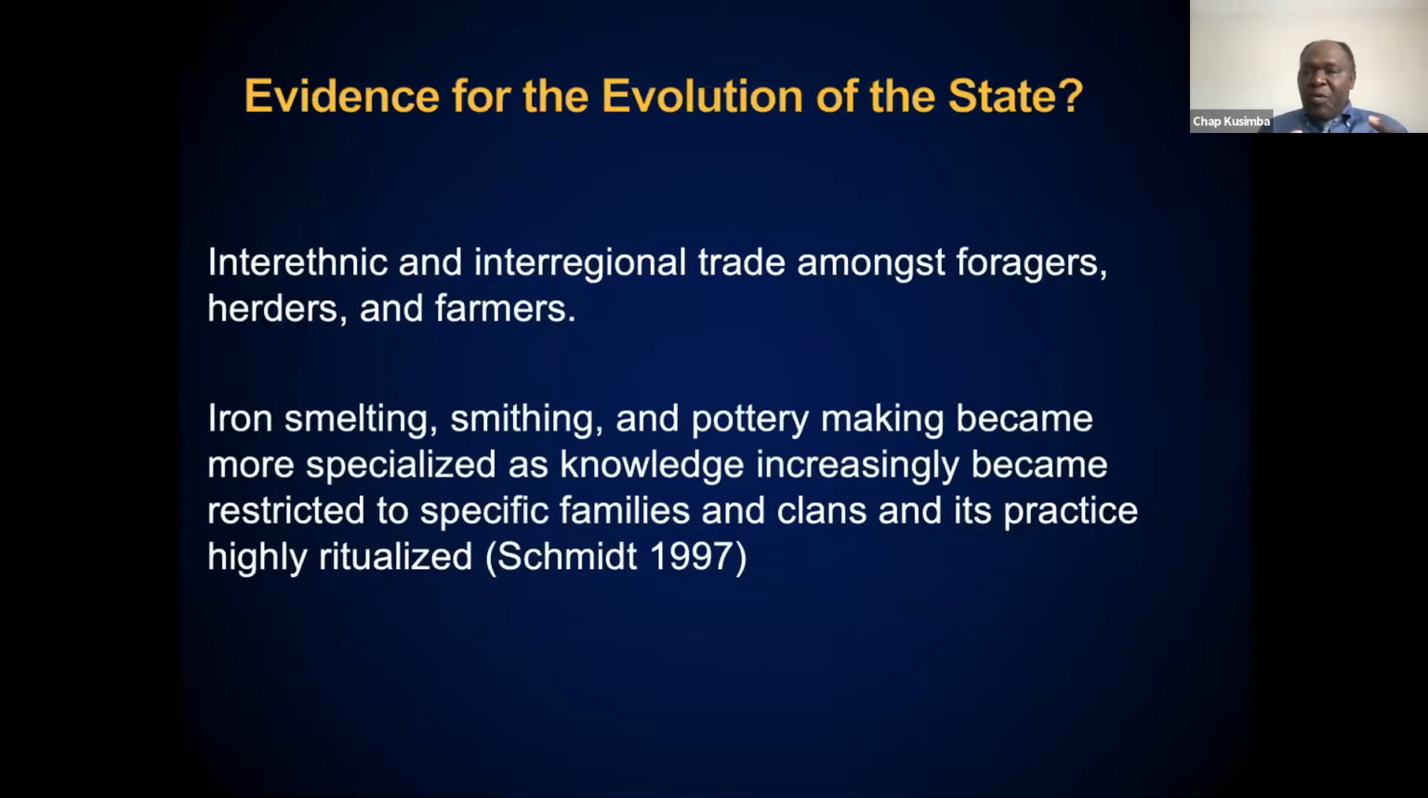We also have very early on, before the rise of Islam, evidence for interethnic and interregional trade among inland peoples: foragers, herders, and farmers. Whenever we excavate these sites, what we find at hunter-gatherer homesteads, we also find at herder as well as farmer sites. For example, the ostrich eggshell bead that you find at every site in Africa that you dig.